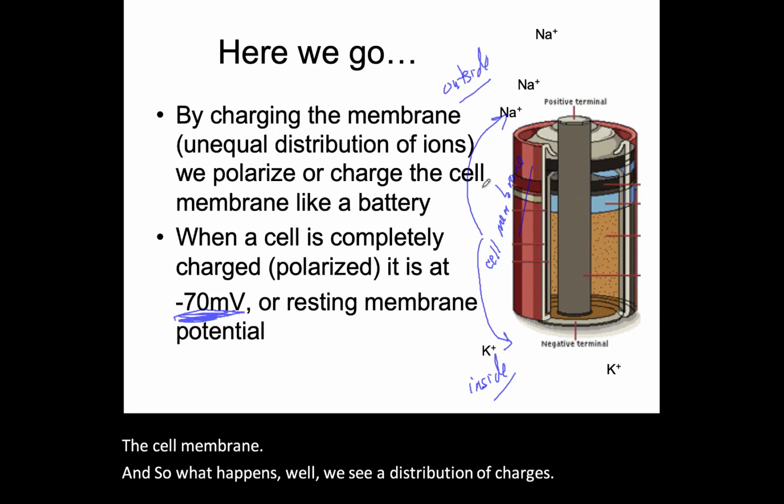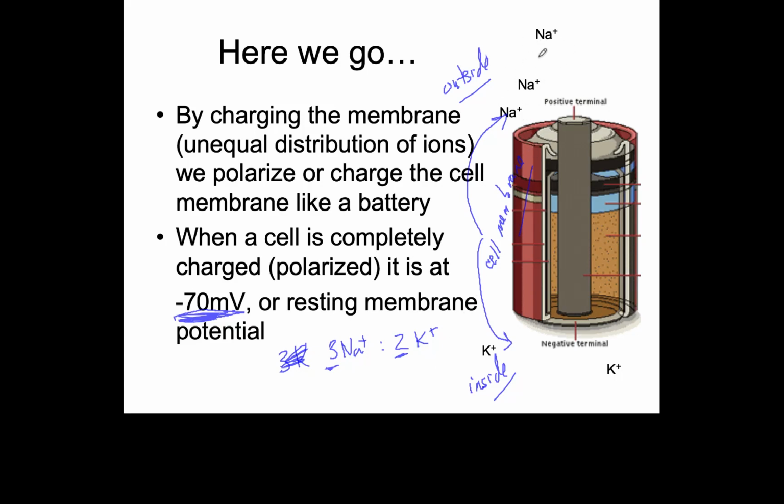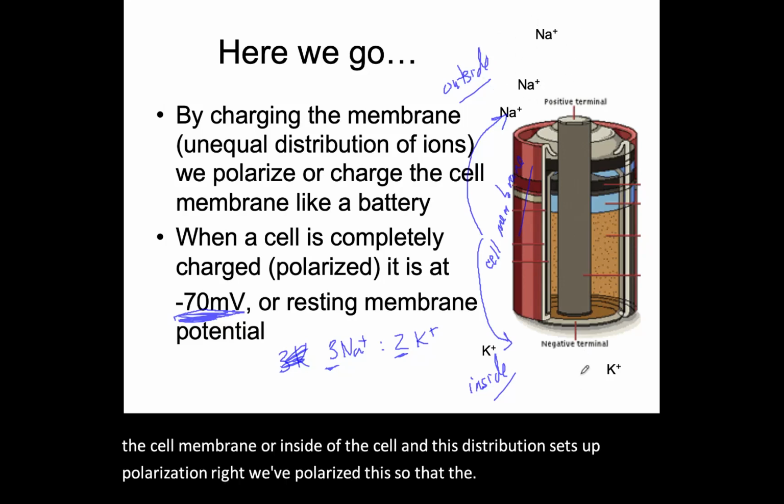across the cell membrane. And so what we see here is a ratio of 3 to 2. 3 sodium for every 2 potassium. All right? And so what that means is on the outside of our cell membrane, we've got 3 sodium for every 2 potassium that's found inside of the cell membrane or inside of the cell. And this distribution sets up polarization. Right? We've polarized this so that the outside of our cell membrane is more positively charged than the inside.